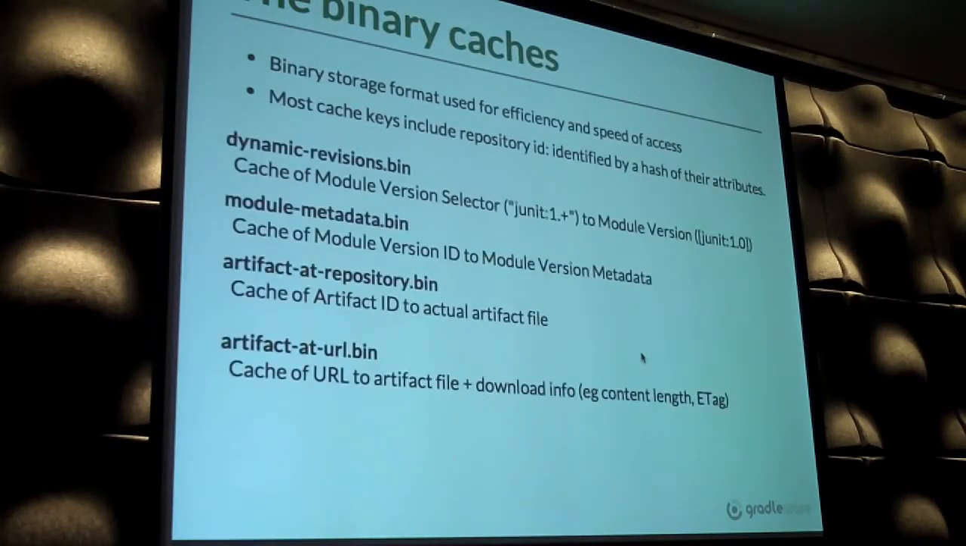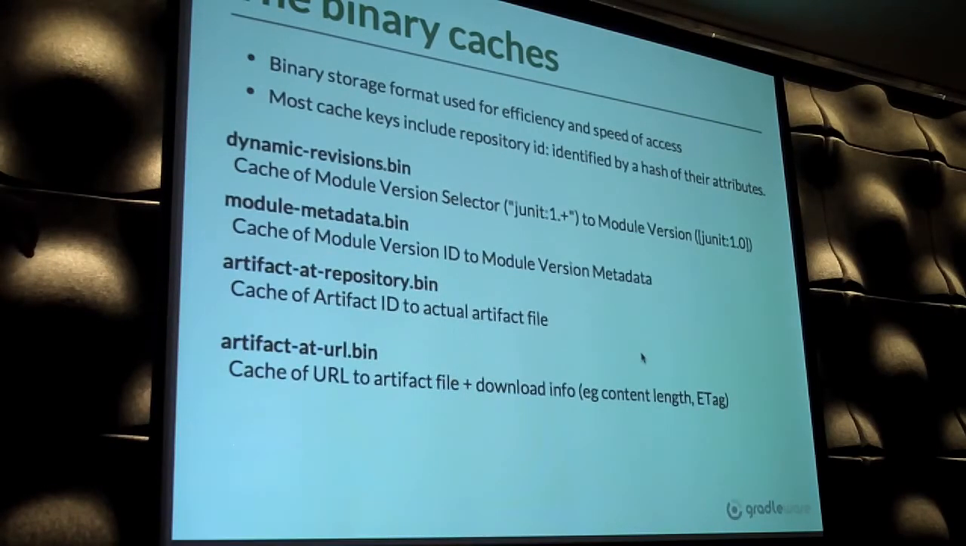So the other files we have in there are the binary caches. We have a dynamic revisions.bin, which is actually that cache that maps a module version selector to a module version. Then we have a module metadata.bin, which maps a module version ID to the actual module metadata for that module.